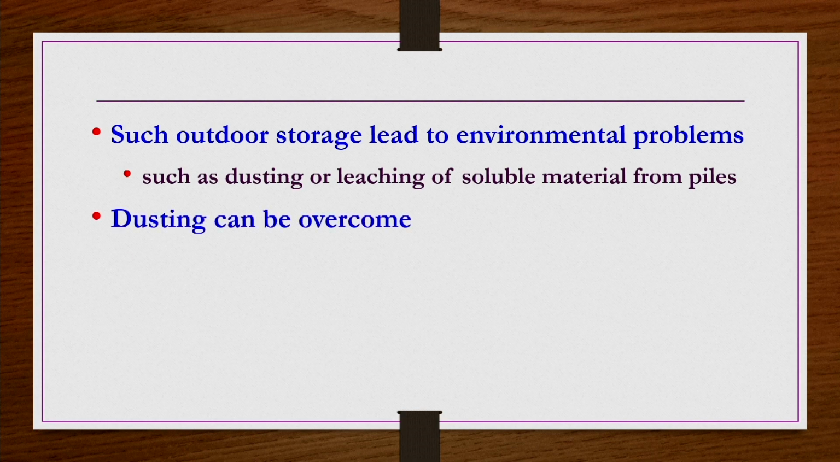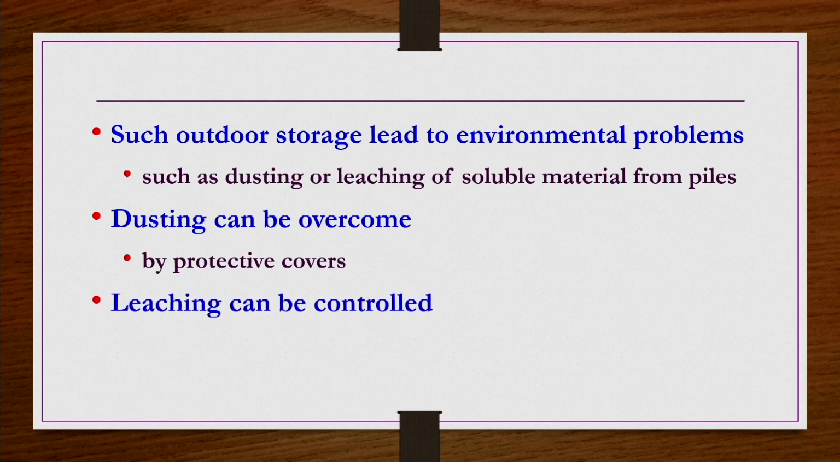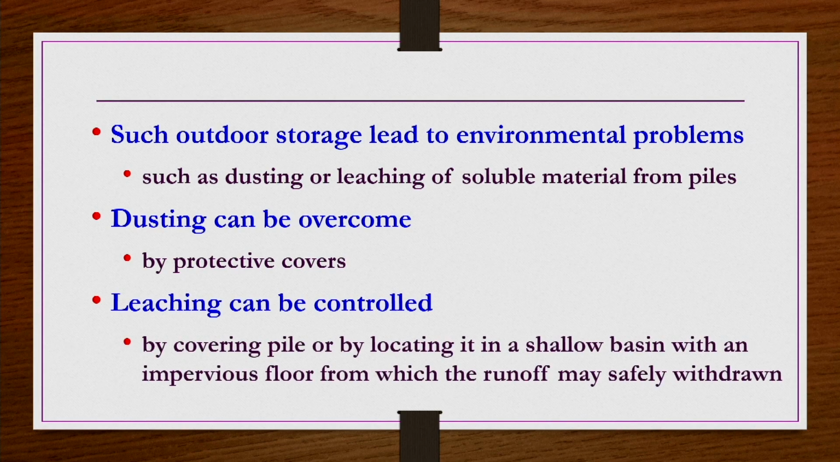So dusting can be overcome by protective covers. Whatever the piles that you have, you can cover with a protective cover so that dusting can be reduced. And then leaching can also be controlled by covering the pile or by locating it in a shallow basin with an impervious floor from which the runoff may safely withdraw. The surface has to be impervious so that the soluble material from piles should not get into the earth surface and then cause soil pollution. So that way you can have an impervious floor and then pour that material and then cover them. So that way both dusting and leaching can be controlled.